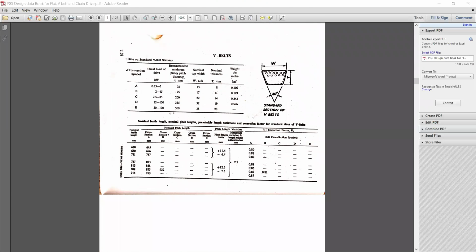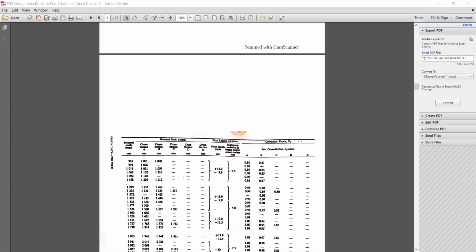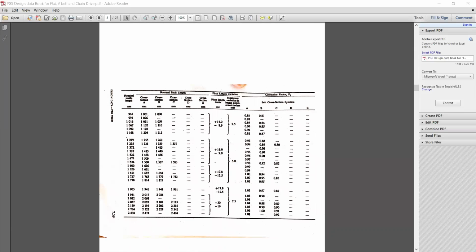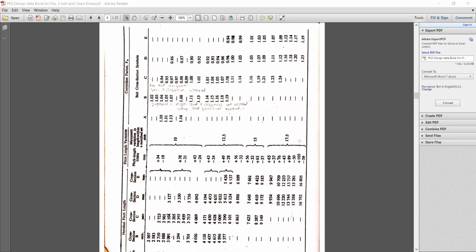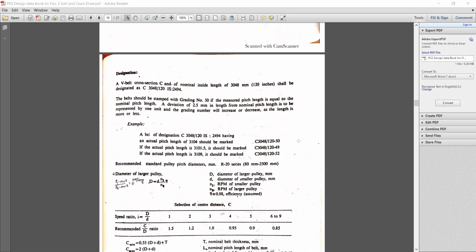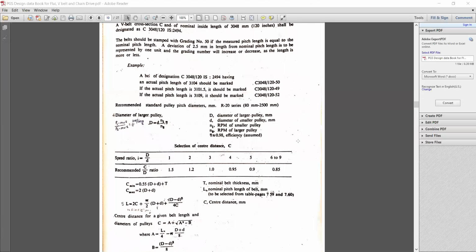It starts with the type of cross sections. When we select the proper cross section, we can get the pitch diameter, as well as the thickness and width of the belt. Okay, so a few recommended standard nominal inside lengths based on the cross section and their pitch length with correction factors. Okay, so these are the standard data for V-belt.